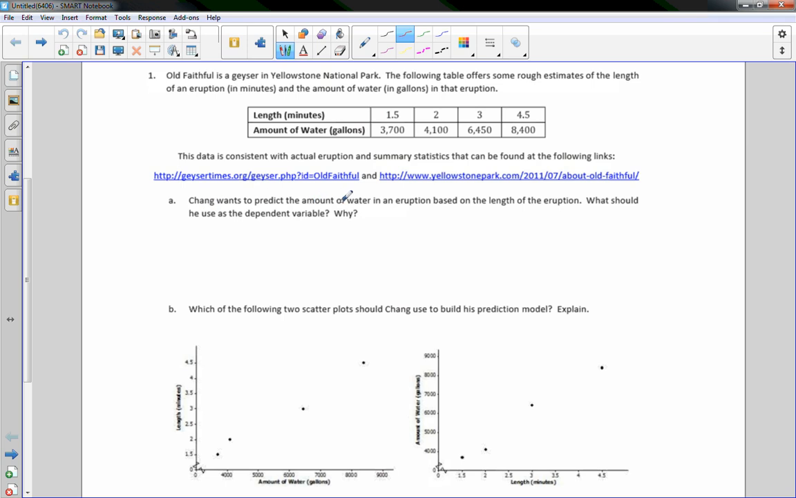A. Chang wants to predict the amount of water in an eruption based on the length of the eruption. What should he use as the dependent variable and why? Okay, so if I call this x and I call this y, my dependent variable is y. And it's obvious that the amount of water that will be in the eruption will be based on how long it erupts for. The longer it erupts, the more water that's going to come out of it. So the amount of water is going to be the dependent variable.